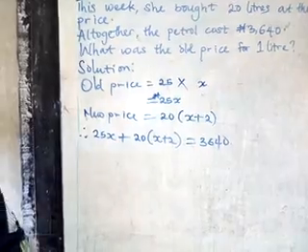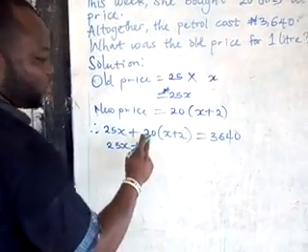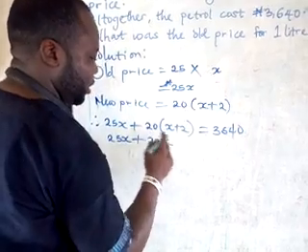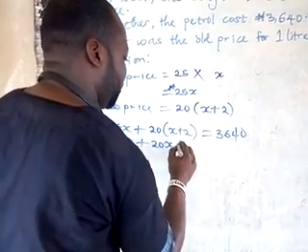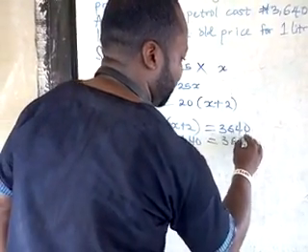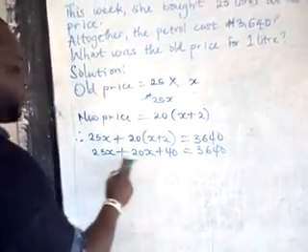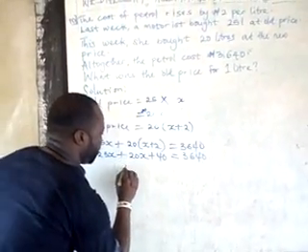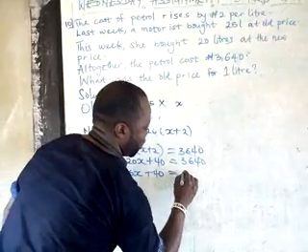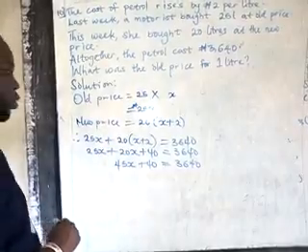So let's simplify. Now 25X plus 20 times X, opening this bracket. Now 20X, 20 times plus 2, that will give us plus 40. Everything equals 3,640 naira. Let's break it down. 25X plus 20X will give us what? 45X plus 40 equals 3,640. So what's the next thing?